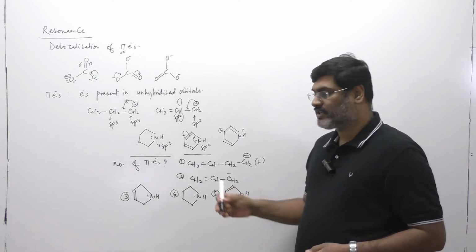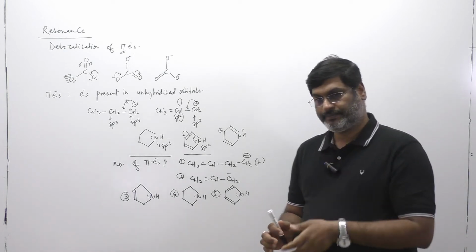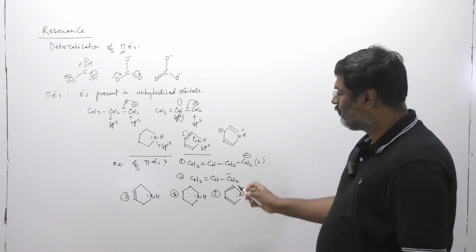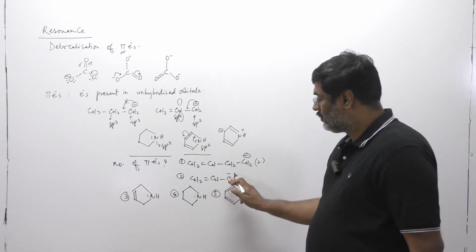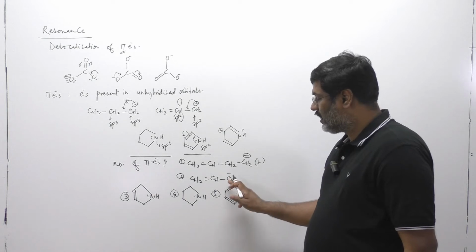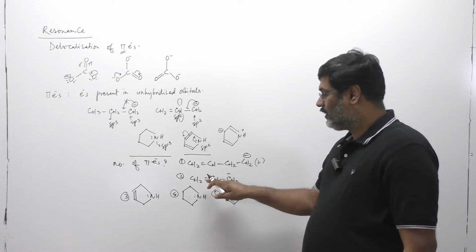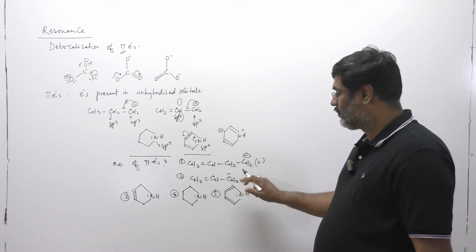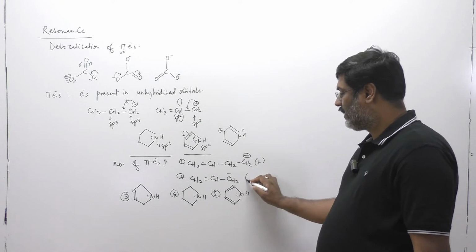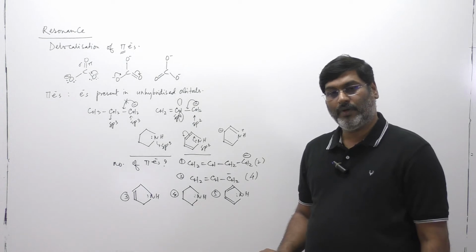What about the second one? Pi electrons, how many? This one, there is negative charge, adjacent one is sp2, and certainly there are 2 pi electrons, and there 2 pi electrons, total pi electrons is equal to 4. Very good.